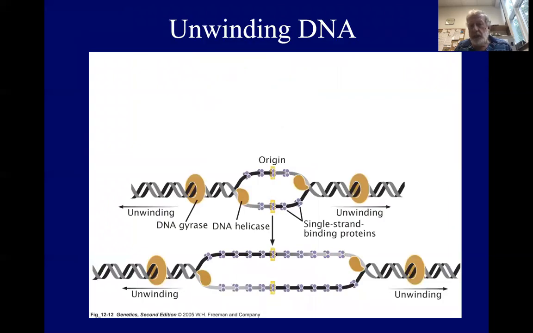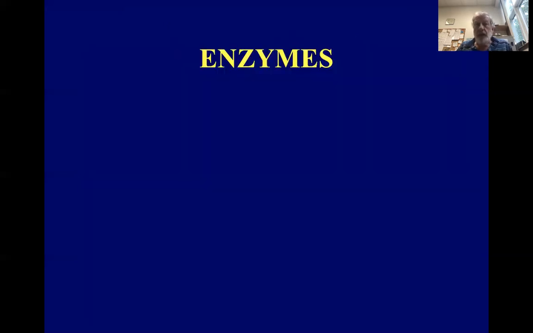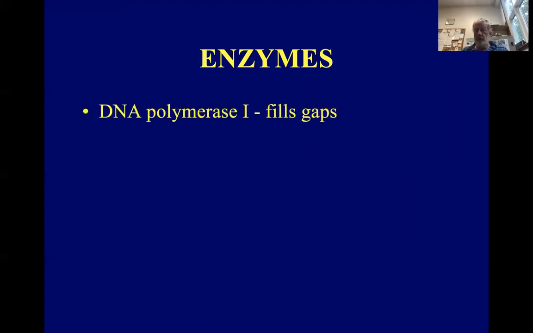So here we can see molecules called DNA helicases and DNA gyrases are important in unwinding the DNA. And again, those single-stranded binding proteins hold the DNA straight for long enough where it can be copied. And of course, this process is controlled by enzymes. DNA polymerases are enzymes that make DNA.